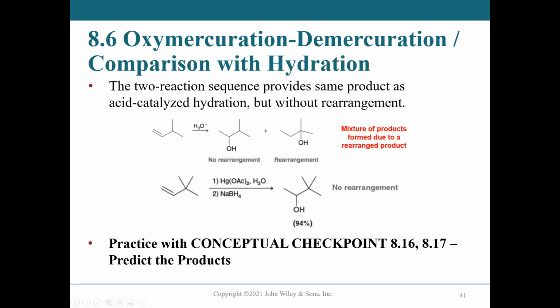So the two reaction sequences provide the same products as acid-catalyzed hydration. Here we had no rearrangement. Here we have rearrangement, so we have a mixture of products. Remember, in this case, we might get 60-40. In this case, on the bottom, when we're using the mercury compound with sodium borohydride, we're going to get no rearrangement. We're going to preferentially get this in 94%.